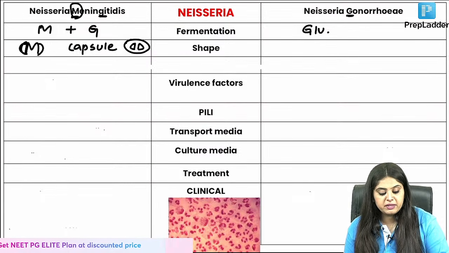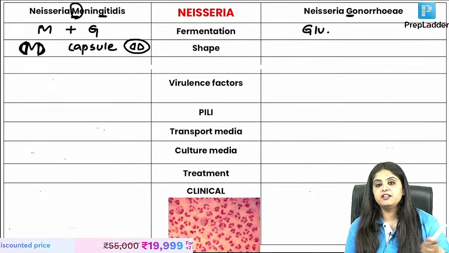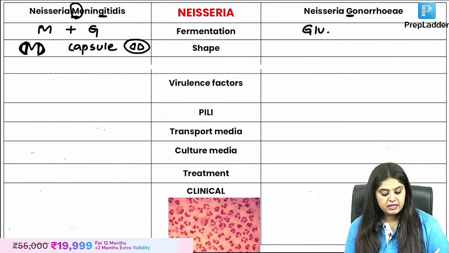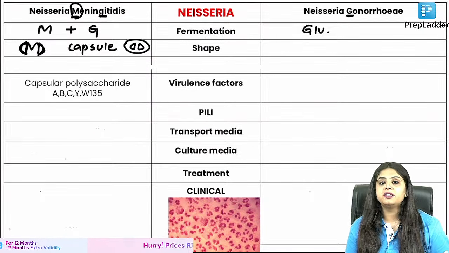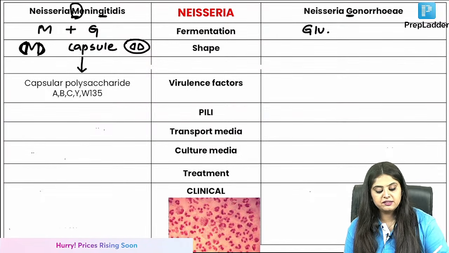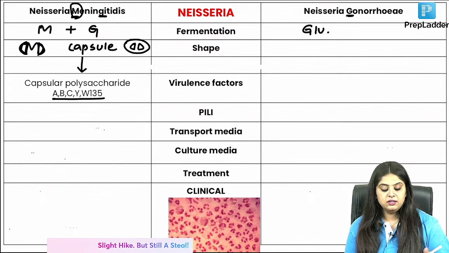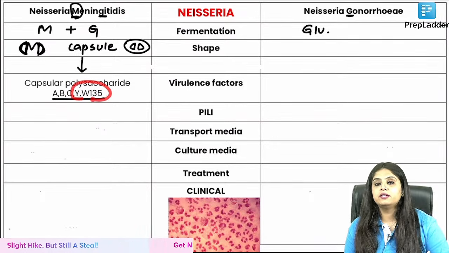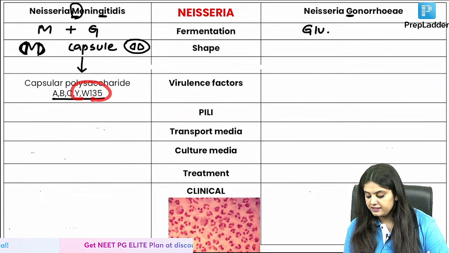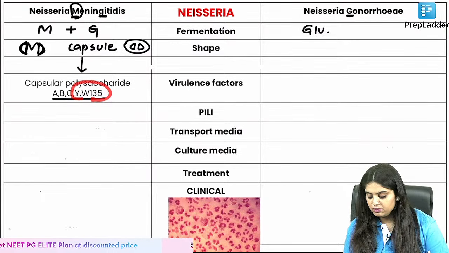So M से what have we made? M से we have made a lens and we have made a capsule around it, which means it is going to have a capsular polysaccharide. Neisseria meningitis has a capsular polysaccharide. Which serotypes? A, B, C तो याद रहेगा. Only two that I have to learn is W and Y and W135. ठीक है. So Y and W135.